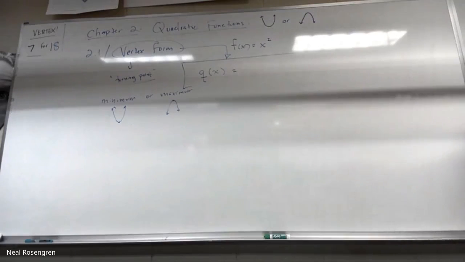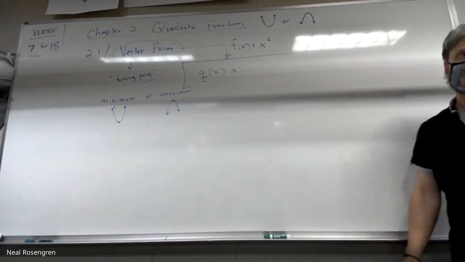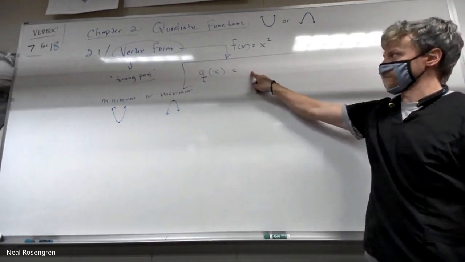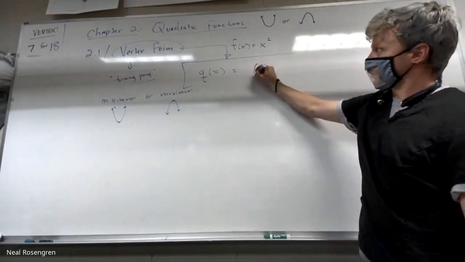Okay. But what you'll see in what I'm about to write is buried in there an x squared. Okay. But I want to include a vertical stretch or compression. I want to include horizontal shifts and vertical shifts. Okay. So leave a little space right here for a second. Okay. Parentheses.